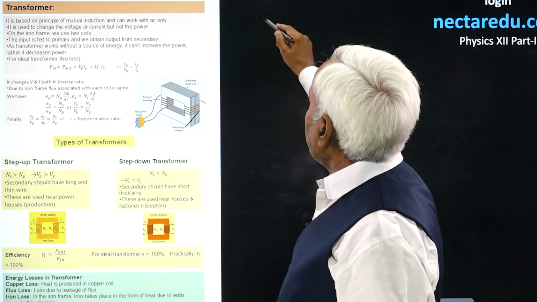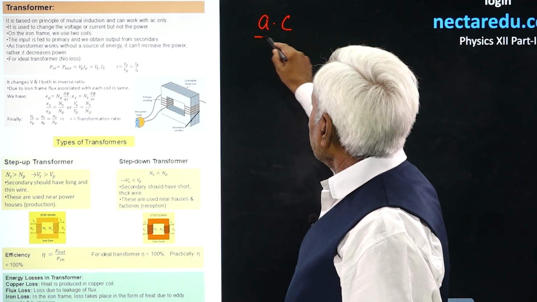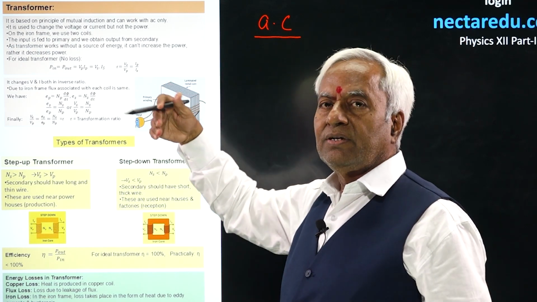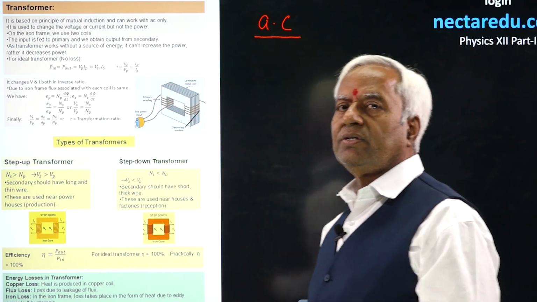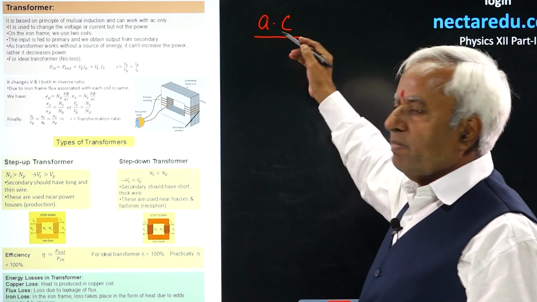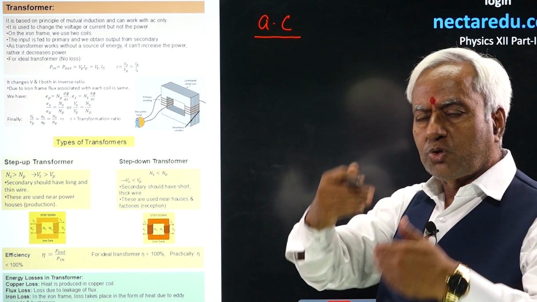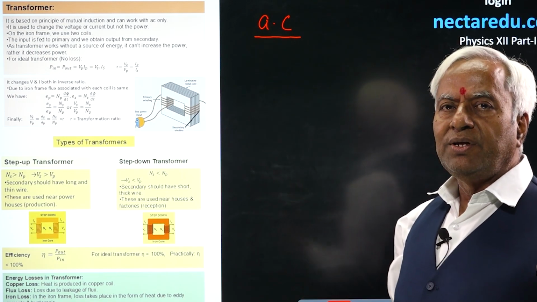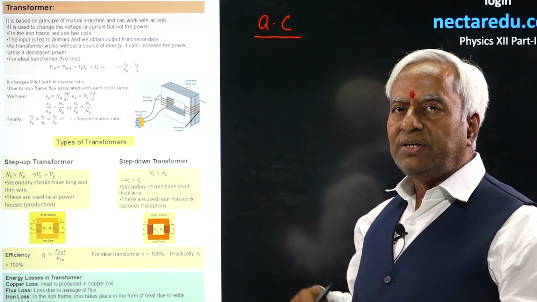Transformer means you apply the alternating current, and you get its current or its voltage changed. You see, voltage or current both might change, but in proportion that is going to be in reverse. Both can neither increase nor decrease together.